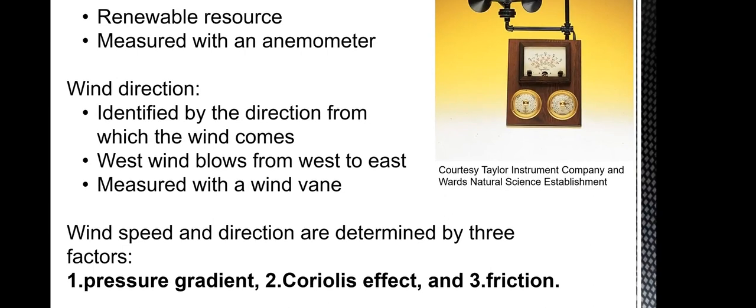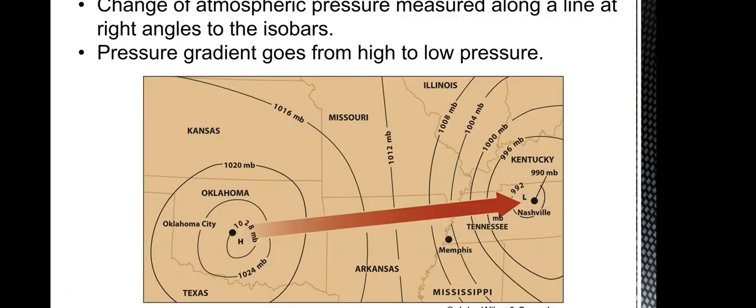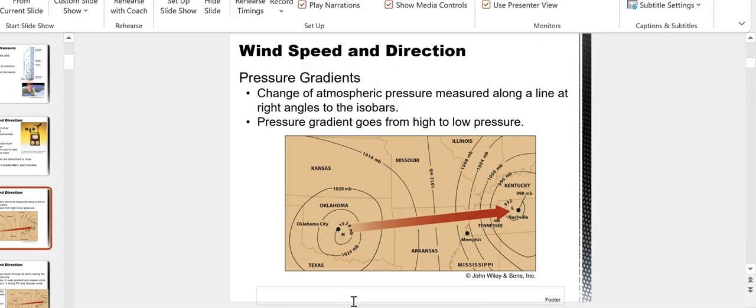Wind speed and wind direction are determined by three things, and we're going to be going over all three of these. So how fast it's going and where it's coming from are determined by number one, a pressure gradient, number two, the Coriolis effect, and number three, friction. And we're going to go over all three of those. Okay, so the first thing that affects wind speed and wind direction are pressure gradients.